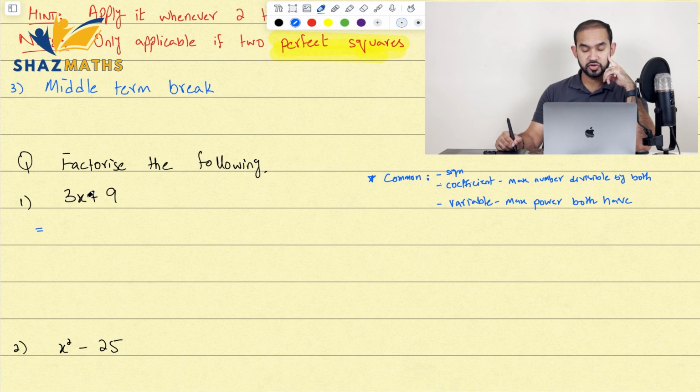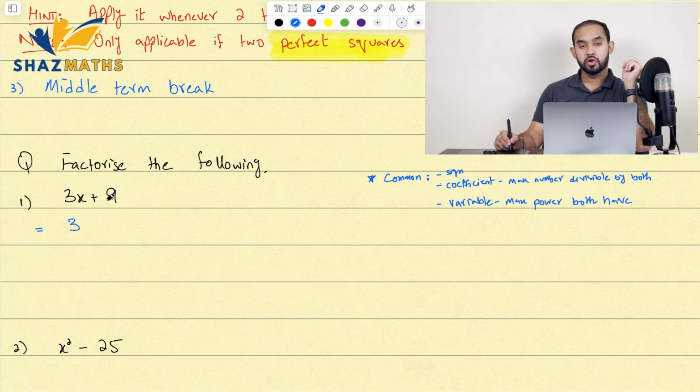Now, in order to take out the common term, let's have a look at the coefficient first. For the coefficient, you'll think about the maximum number that is divisible by both of the numbers. If you are factorizing three terms, then you will look for the maximum number that is divisible by all three terms. But if you are factorizing two terms, which we are doing right now, we will look for the maximum number that is divisible by these two numbers. So what is the maximum number that is divisible by 3 and 9? That is 3.